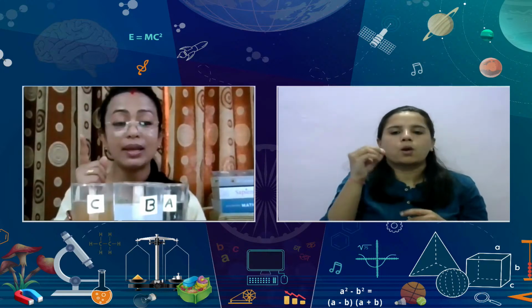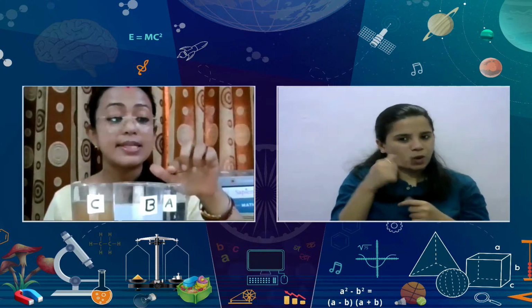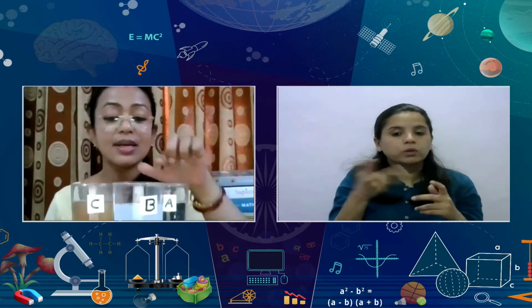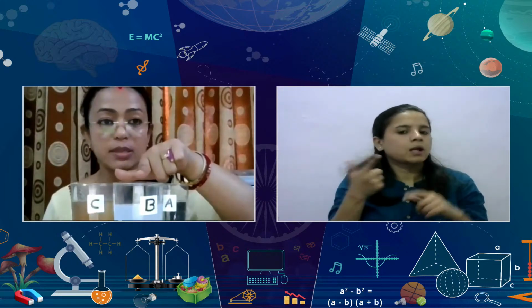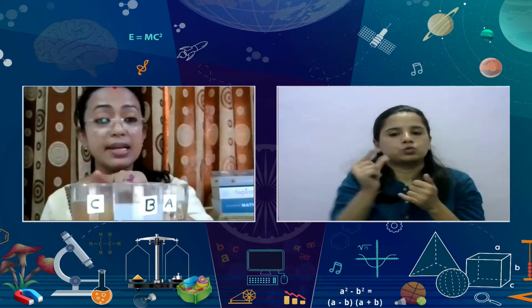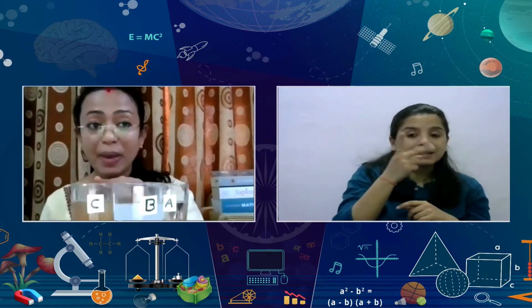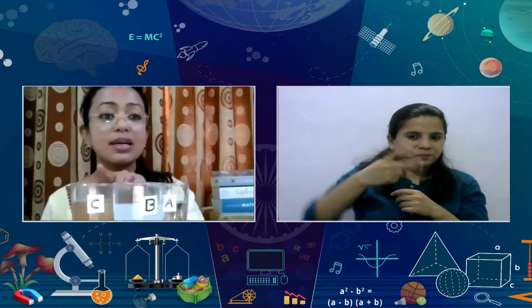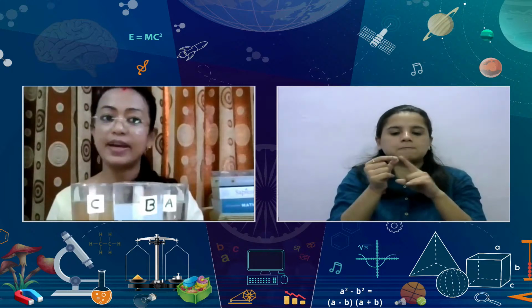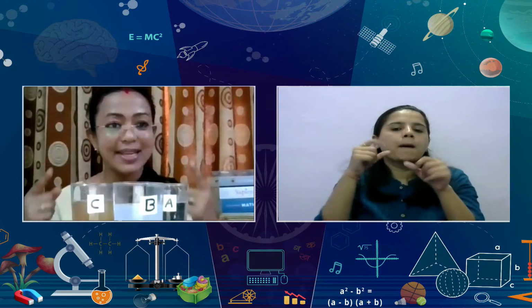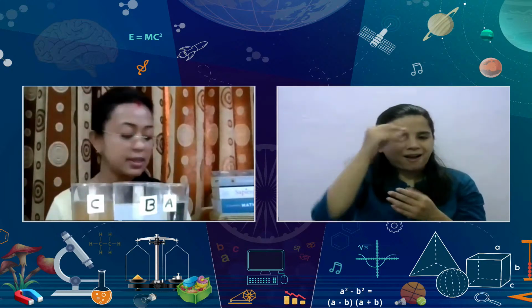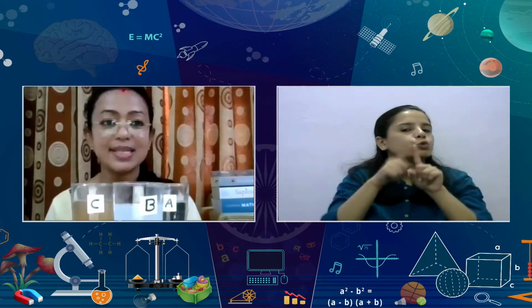So we already learned one property: a solution is transparent, a colloid is translucent or partially visible, whereas a suspension is opaque. Right? So we already learned one property. So you are learning by seeing as well as performing it. All right. Let's go to the second part of it.